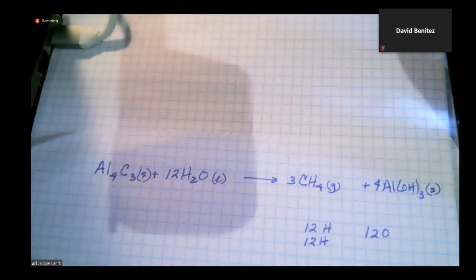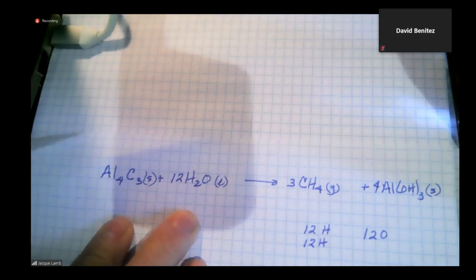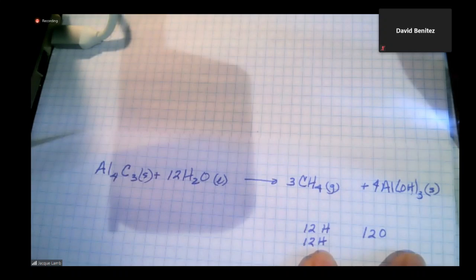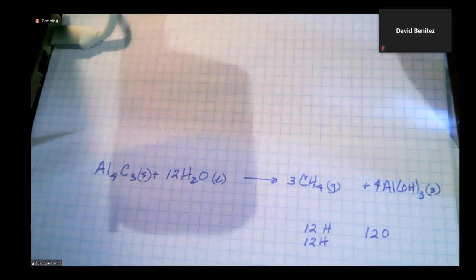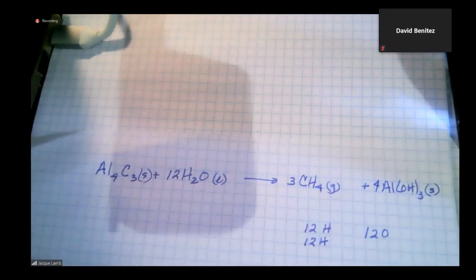In general practice, I try to give you 2 points for writing the correct reactants, 2 points for writing the correct products, 1 point for balancing, and 1 point for the right states. So that formula would give you 6 points. In general, that is the way that I would normally do it.